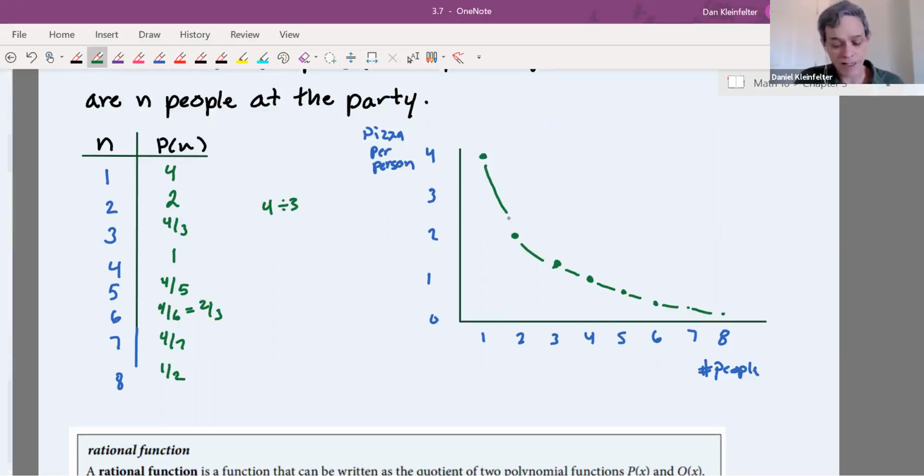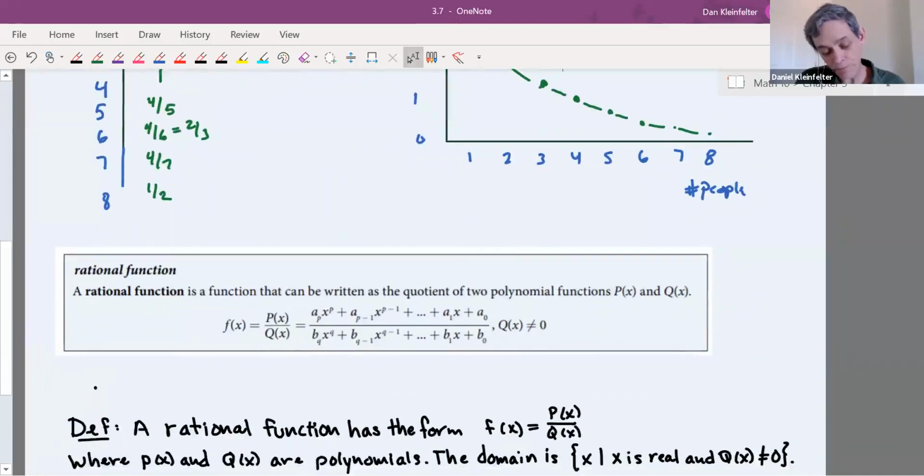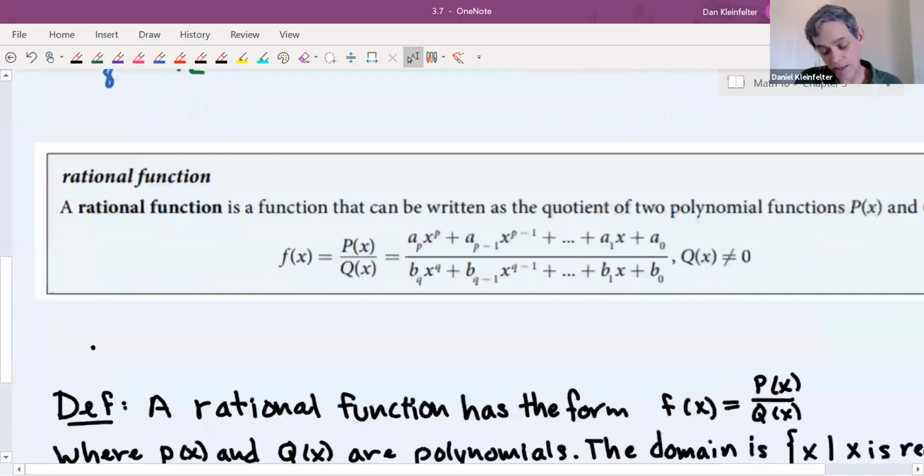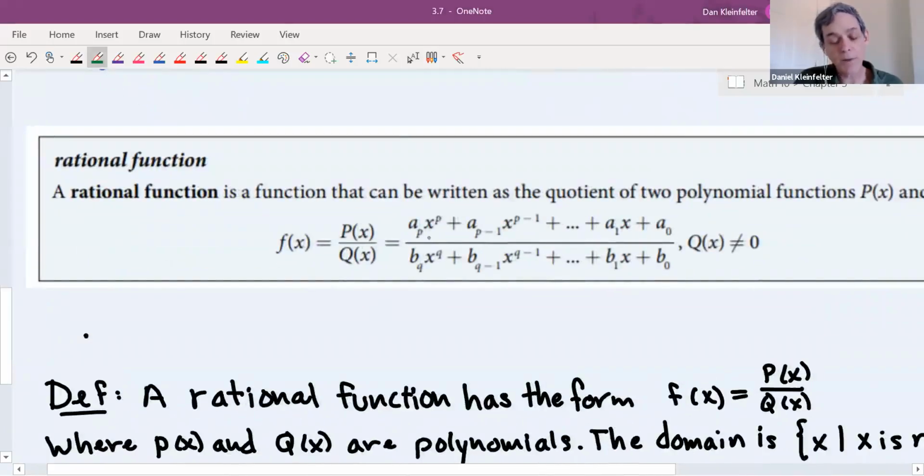So we'll start with a little definition and then go from there. We want to define what a rational function looks like. A rational function is a function that can be written as the quotient of 2 polynomials, p of x and q of x. So p of x is the numerator polynomial, q of x is the denominator polynomial, and that's our f of x. Our numerator polynomial will have degree p, our denominator polynomial will have degree q, and it's important to note that q of x is not 0, because as always, we can't divide by 0.